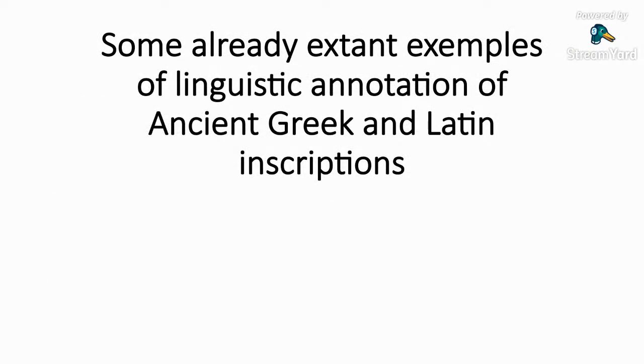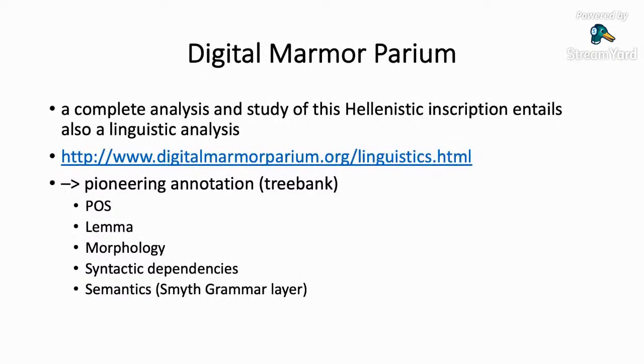Now I would like to show you some already extant examples of linguistic annotation of ancient Greek and Latin inscriptions. One of these examples is the Digital Marmor Parium, which offers a complete analysis and study of the Hellenistic inscription known as the Marmor Parium. And in this study, there is also a linguistic analysis. And this was a pioneering annotation. It is actually the first inscription to have been treebanked. And so if you follow the link, you can see the annotation in Aretusa.